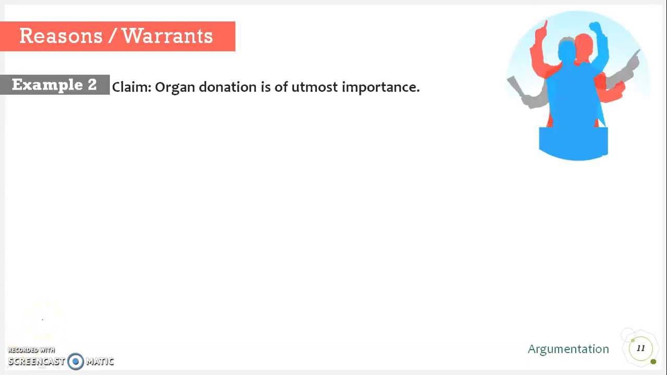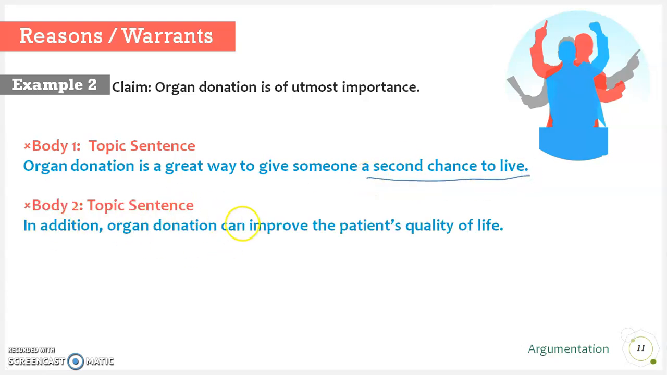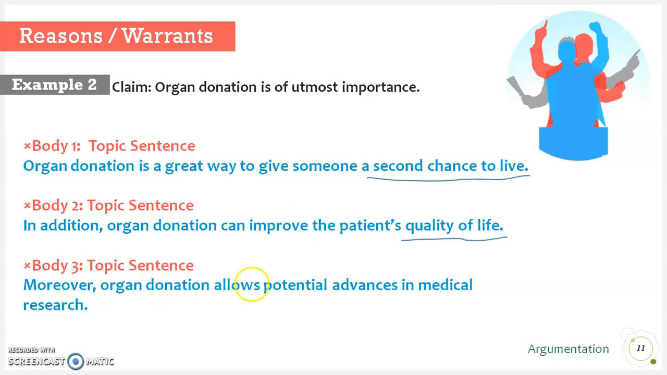Now let's move to the other claim. Organ donation is of utmost importance. Let's look at the topic sentence of body 1. Organ donation is a great way to give someone a second chance to live. This is the first reason. Reason 2, organ donation can improve the patient's quality of life. It's also similar to what I mentioned in the claim. Finally, moreover, organ donation allows potential advances in medical research. Did you notice the parallelism between the claim and the subtopics and the topic sentences of the body?